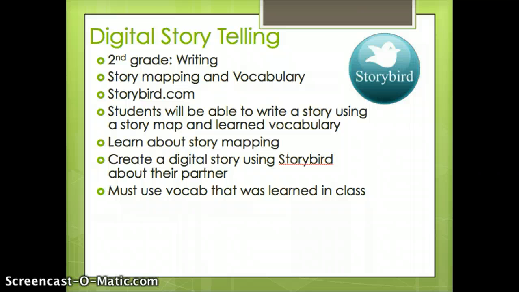So we're going to go over the story map in class. It's simpler, it's more character, setting. What's the problem, what happened, and what is the solution? I'm going to be teaching them that story mapping, and what they have to do is create a digital story about their partner. They're going to be getting a partner and write a story about them, and they have to use vocab lists that we're learning in class.